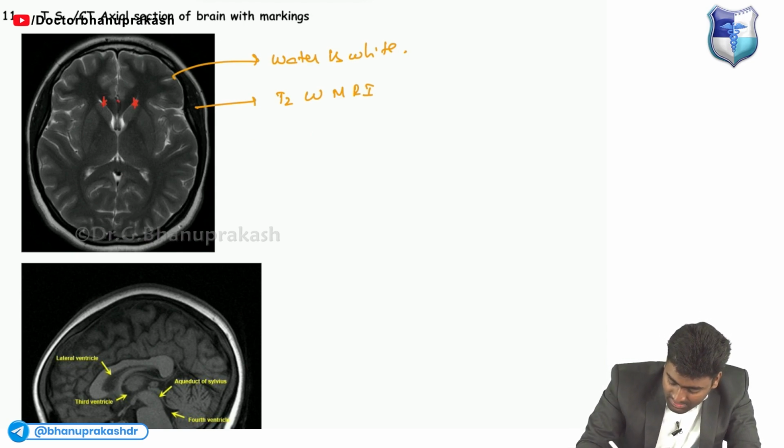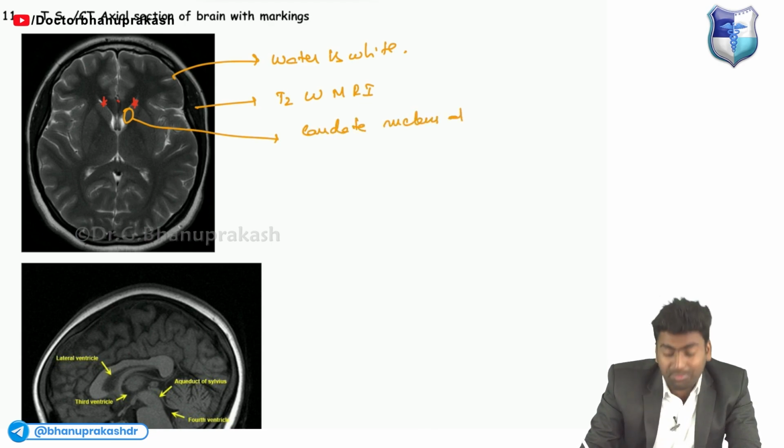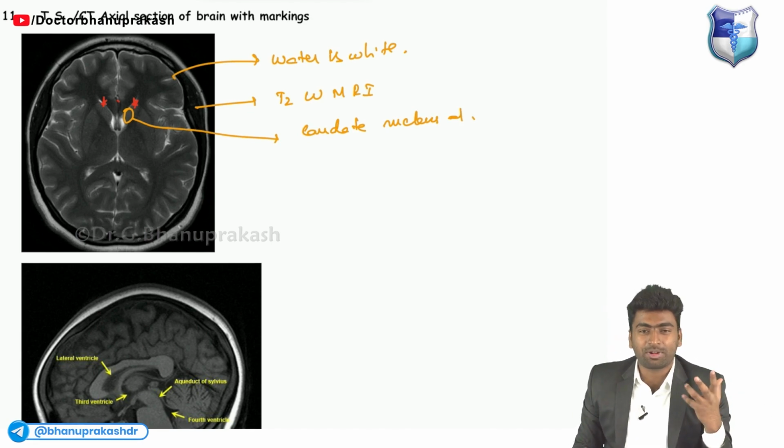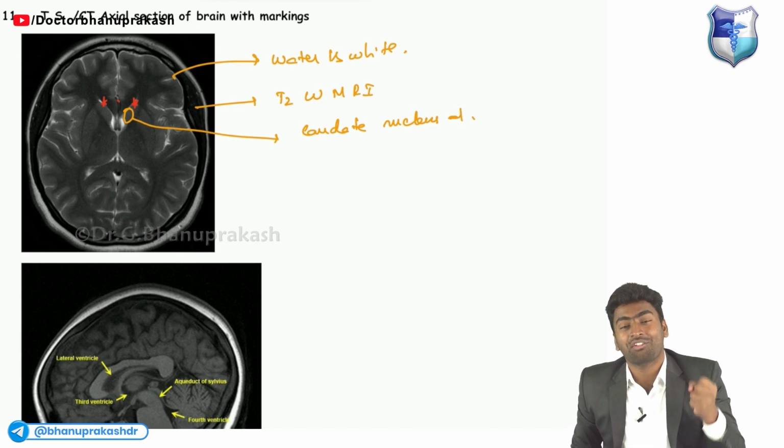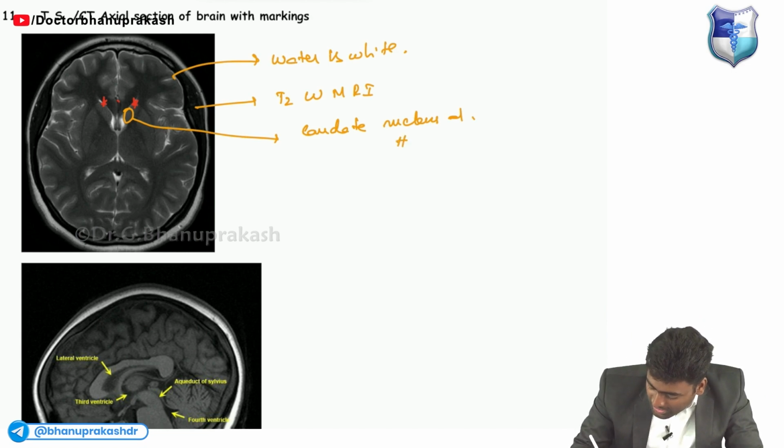Fine. And next, around the lateral ventricles, you will be able to see this nucleus. It is the caudate nucleus. And in medicine, they will ask you questions. The patient is presenting with choreiform movement. Which of the following nuclei will be damaged? If there is any damage to the caudate nucleus, it will lead to chorea.